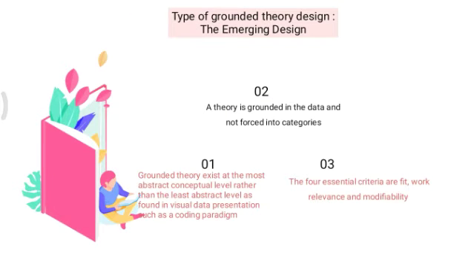And about types of grounded theory design based on the emerging design, there are three too. The first one is grounded theory exists at the most abstract conceptual level rather than the least abstract level as found in visual data presentation such as a coding paradigm. And the second is a theory is grounded in the data and not forced into categories. And the last is the four essential criteria: fit, work, relevance, and modifiability.